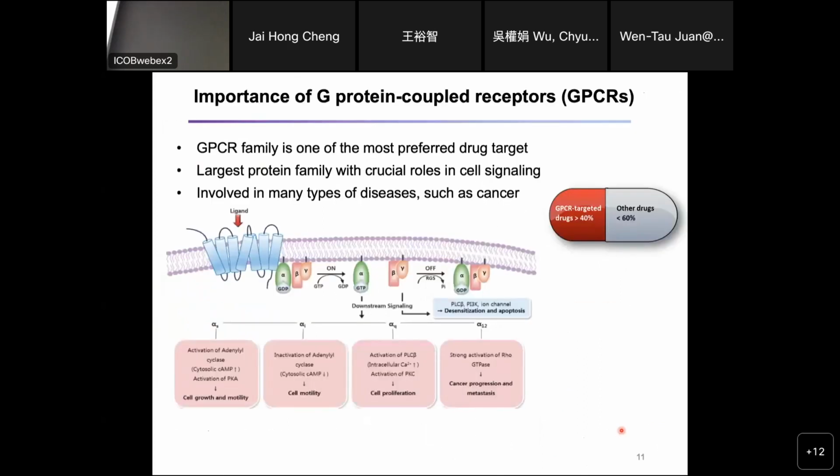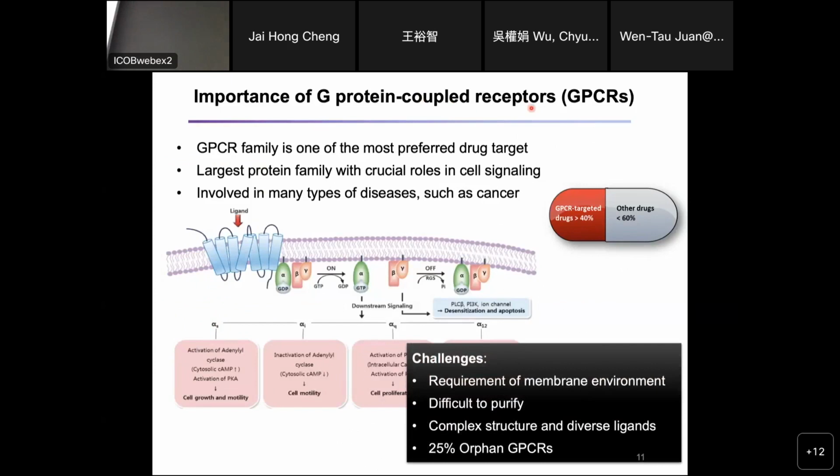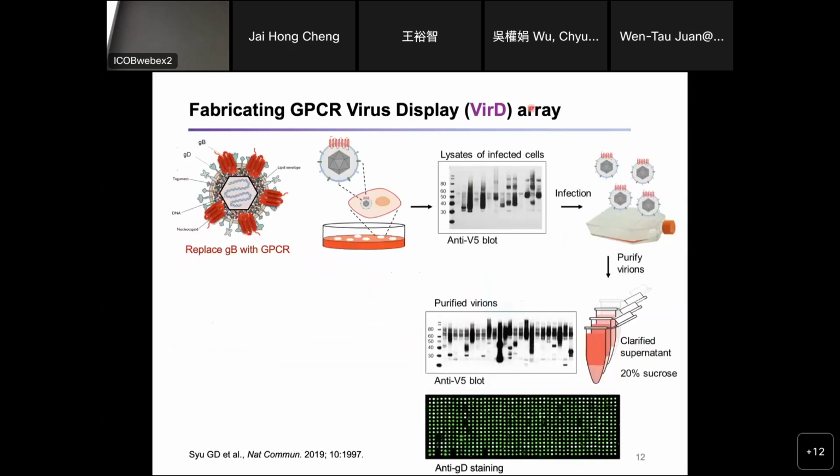So this is my last project I want to share. It's called GPCR, G-protein coupled receptor. Perhaps you already know GPCR is important in drug development. However, there are challenges because GPCR is difficult to purify and has a 7-transmembrane domain. So we tried to use a virus to carry the GPCR for us and built the first-of-its-kind GPCR protein microarray, published in Nature Communications.